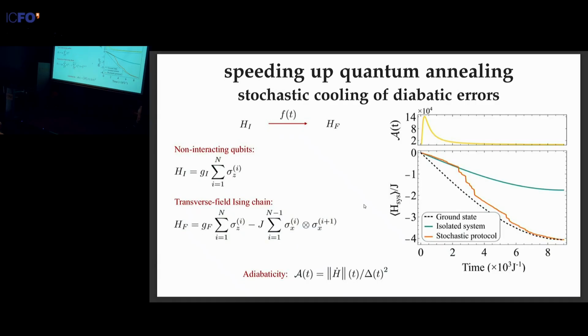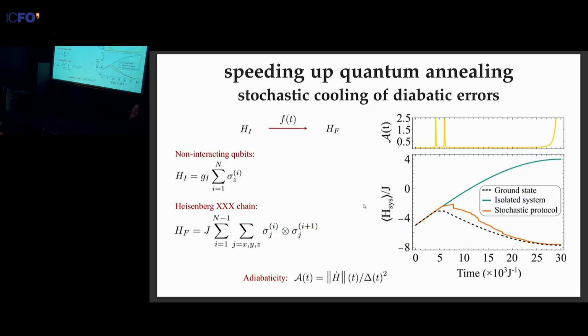And the idea is, let's assume you have a bad annealer such that this adiabaticity condition is violated, then the true ground state that you would want to follow as a function of time is the dashed one, and the one that you do follow is the green one. But if you add on top of the interaction and the schedule of the adiabatic model this cooling protocol, you see that you cool to the ground state. And this works, again, not just for one example, but we have here also the Heisenberg chain.